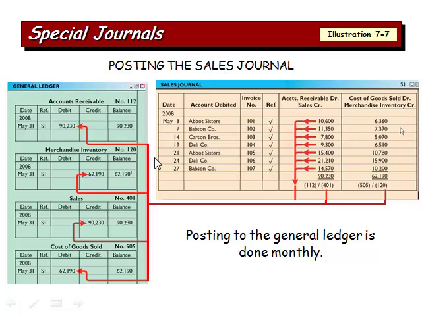And here's the example of how they posted those things to the general ledger account. Posting to the general ledger is done once a month. Posting to the subsidiary ledger is done daily, so that if a customer calls and wants to know how much they owe us, we can look it up and tell them immediately. Or if that account balance gets too large, hopefully our software will flag it and say we better quit selling to these people on credit until we collect something from them.